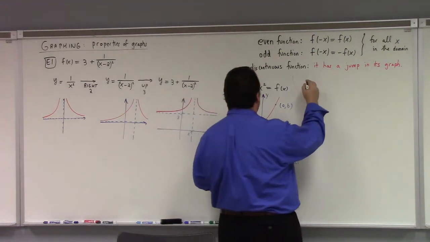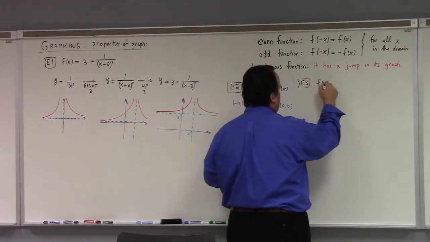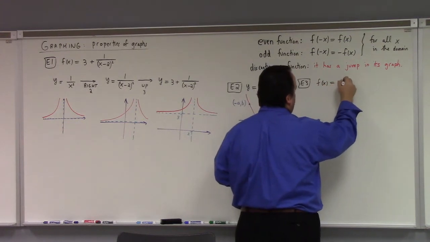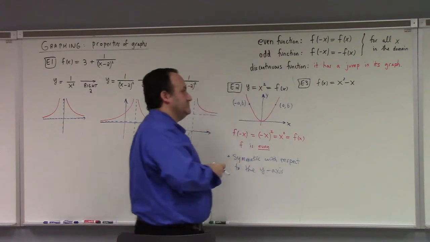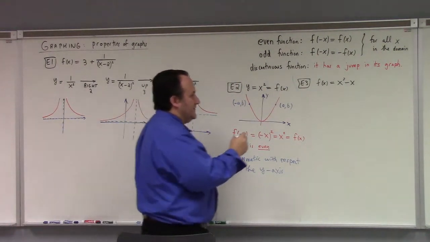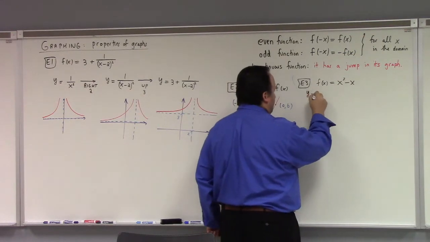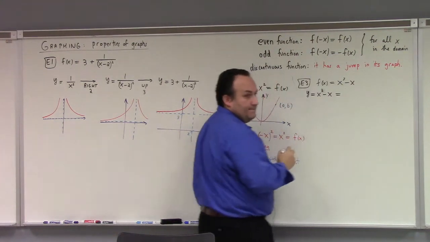Example 3. Let's look at f of x equals x cubed minus x. All right, so x cubed minus x. We're going to look at y equals x cubed minus x. Now what's that? Y equals x cubed minus x.